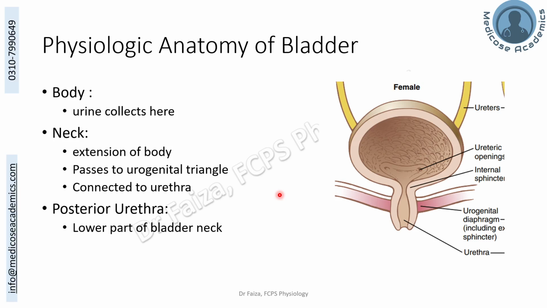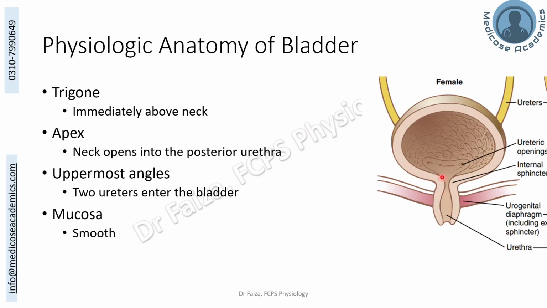So starting from the physiological anatomy of the bladder, as you can see over here, this is the body of the bladder in which the urine collects. This is the neck portion of the bladder, which is then joining with the urethra. The neck is basically the extension of the body and it passes through the urogenital triangle and is at the end connected to the urethra. The posterior urethra is known as the lower part of the bladder neck.